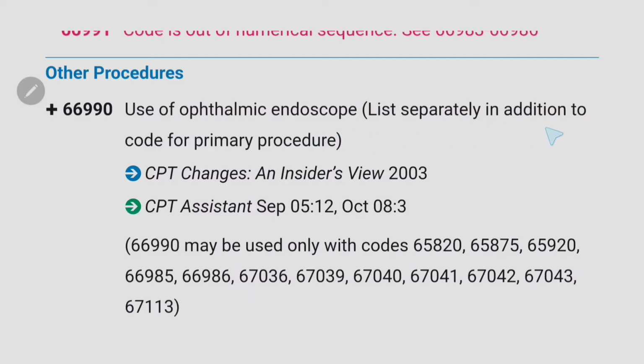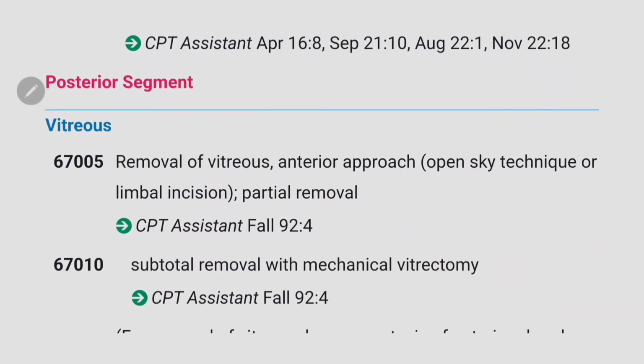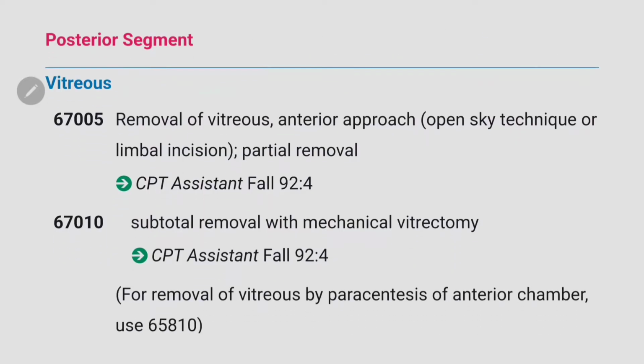So you have to list this separately in addition to the code for the primary procedure, and 66990 may be used only with these codes. So always read the parenthetical notes while coding. And the code 66999 is for unlisted procedure, anterior segment of the eye. And we have the codes for posterior segment also.